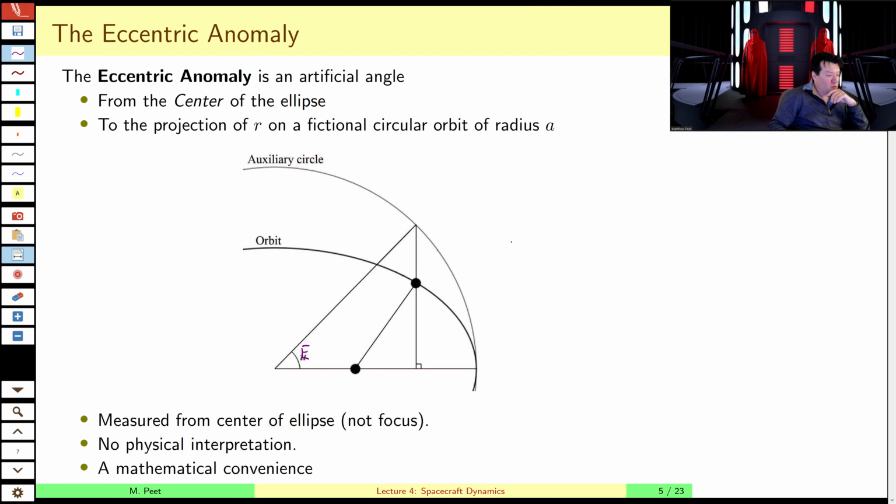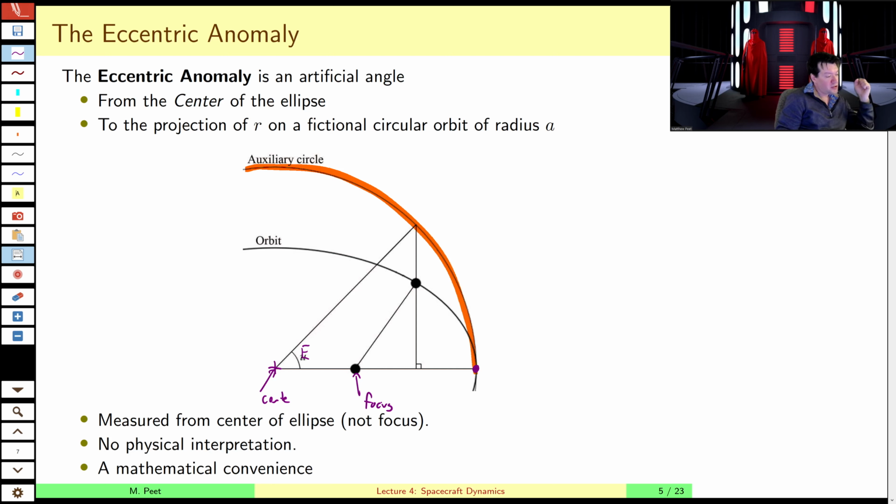So now, armed with this inscribing circle, which I think I was making orange on the previous slide, meeting up here at the end of the major axis. This is the center of the ellipse, and the center of the circle. This is the focus.